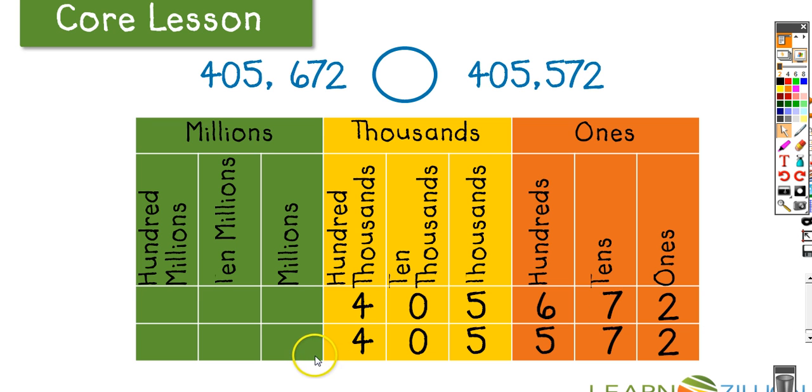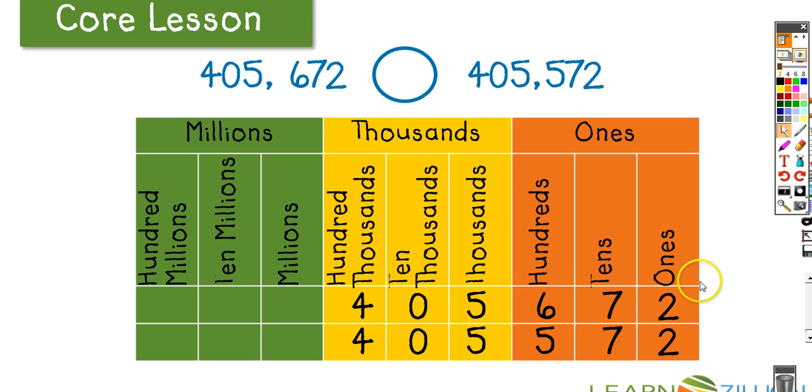Now when we are comparing numbers, we always start with the largest digit that both of them have. Both of these, the largest digit is 100,000. You will notice they both have a 4, so I can't really compare those. A 4 and a 4 are equal. So let's move on down. Then to the 10,000s place, we have a 0 and a 0. Still the same. Can't do any comparing there. We move on down to the thousands place. 5, 5. Still the same.